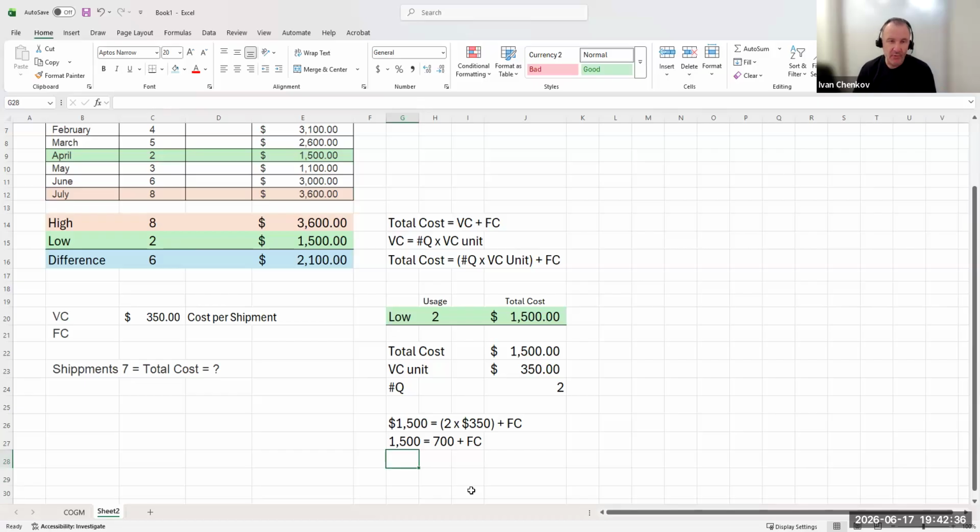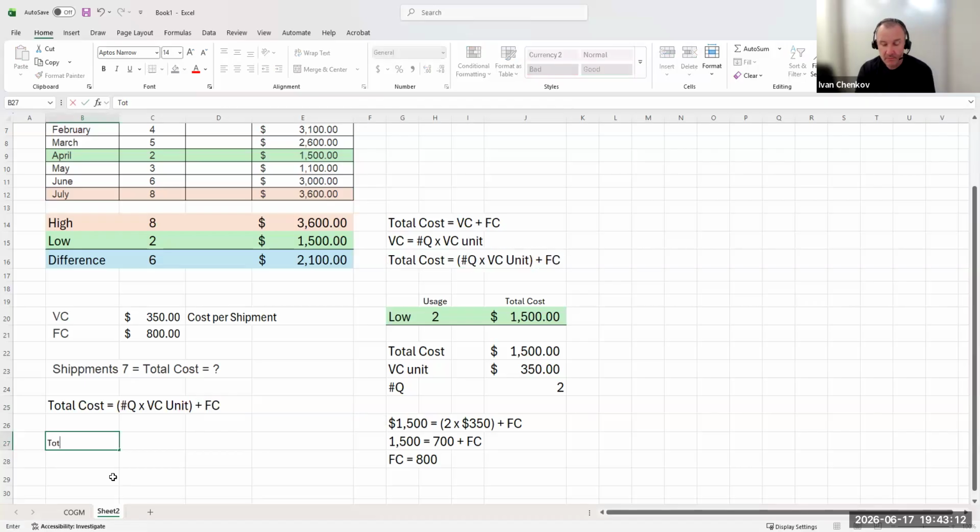So if you want to use the high point, go with the high point, but trust me, you're going to get the same result. So the fixed cost here is equal to $800. So now I already know my fixed cost. Great. What can I do from now? I can substitute in this formula, and now I can have my formula.